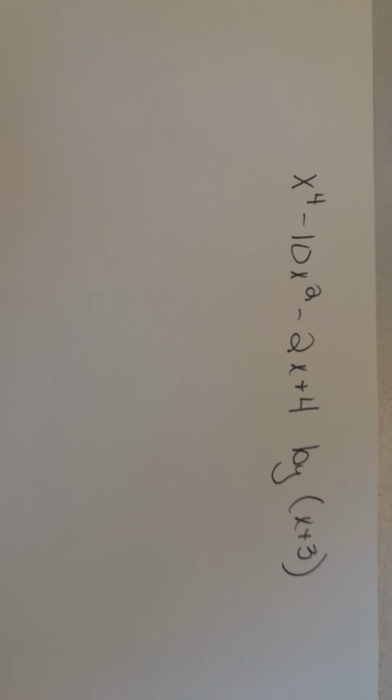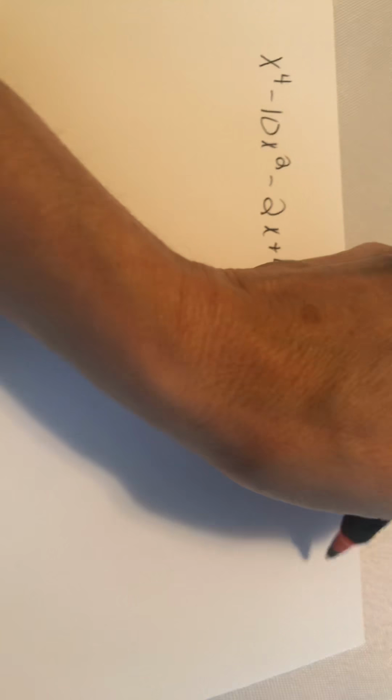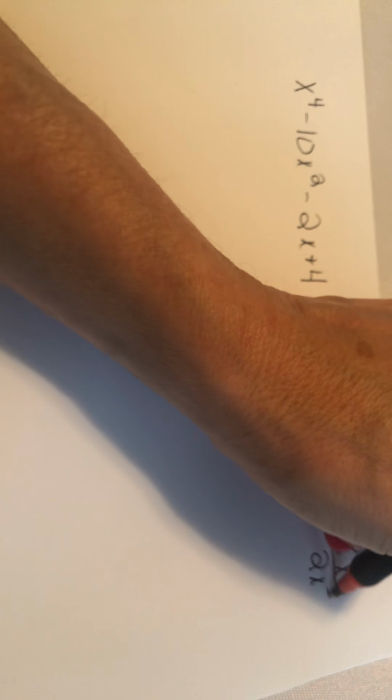Okay, so what you have here is a polynomial, x to the fourth plus 10x squared minus 2x plus 4, and we're dividing it by the binomial x plus 3. So before, when we would divide, we would just divide monomials by monomials. So an example of that would be something like 8x to the 4 divided by 2x squared.